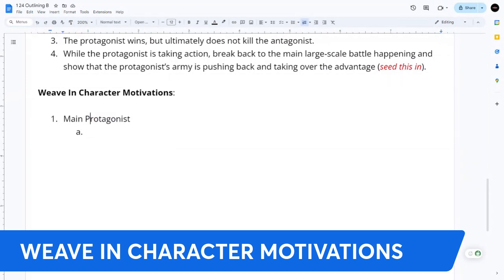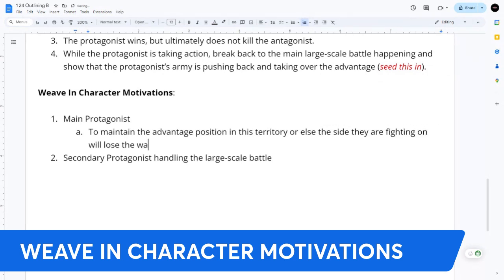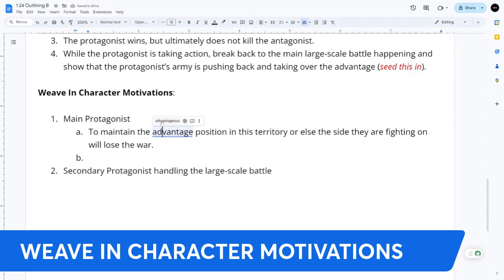even if I have the secondary, I would do this. Secondary protagonist handling the large scale battle. Okay. All right. But we're only going to focus on the main protagonist. So what are the motivations? Well, to maintain the advantage position in this territory, or else the side they are fighting on will lose the war. So that's one of the motivations, okay? To maintain the advantageous position. All right.